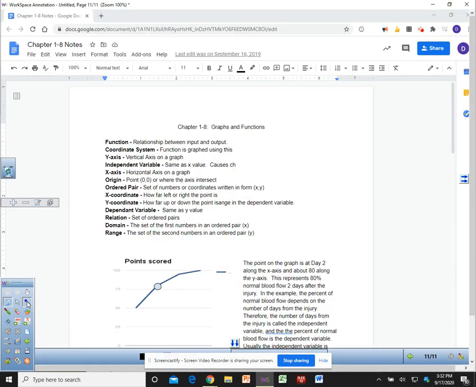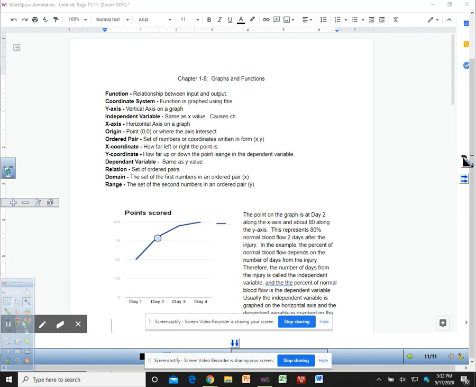Hey guys, today we're going to be talking about 1-8, which is graphs and functions. Today what we're going to be doing is kind of writing a little story about each little graph.